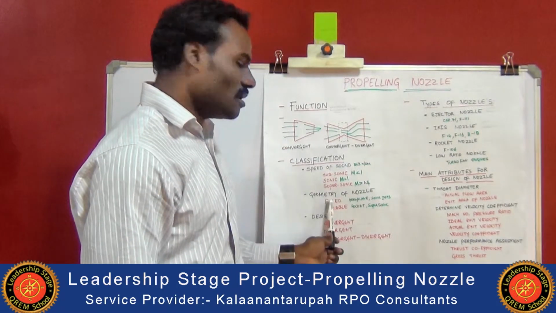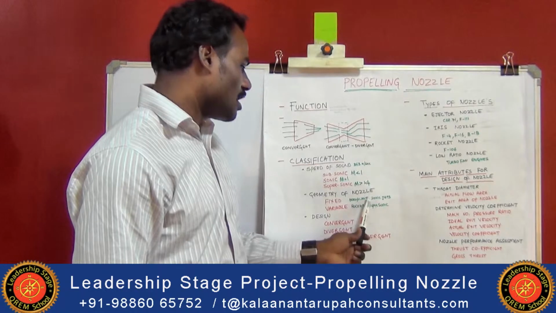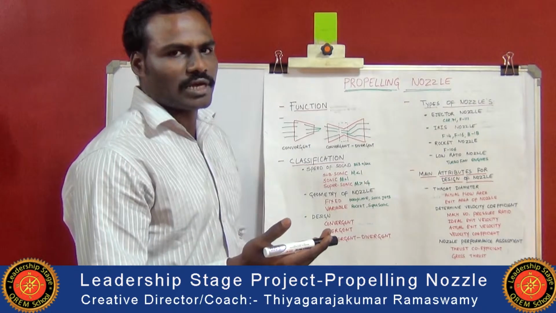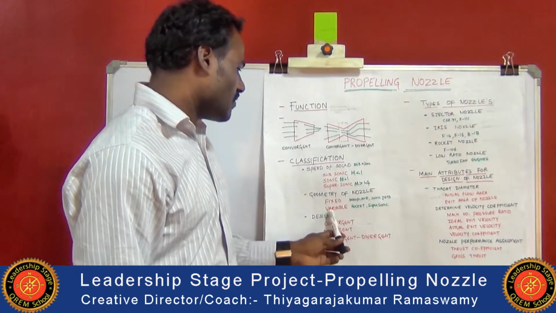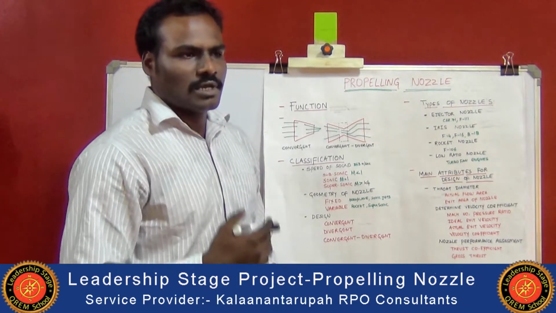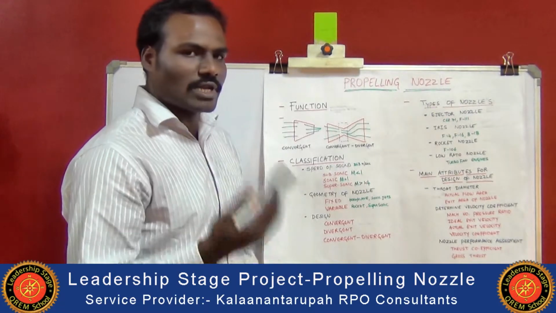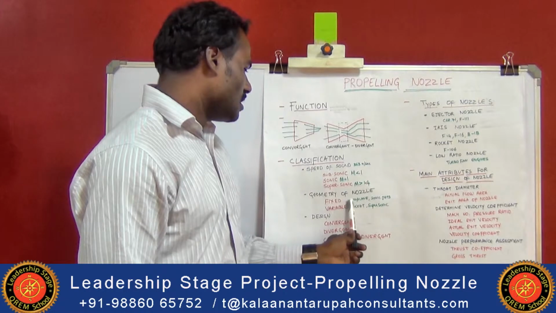This kind of nozzle is used in aeroplanes as well as the subsonic jets which we use in our day-to-day life, whereas the variable nozzles are used in jet engines as well as in rocket and supersonic engines.